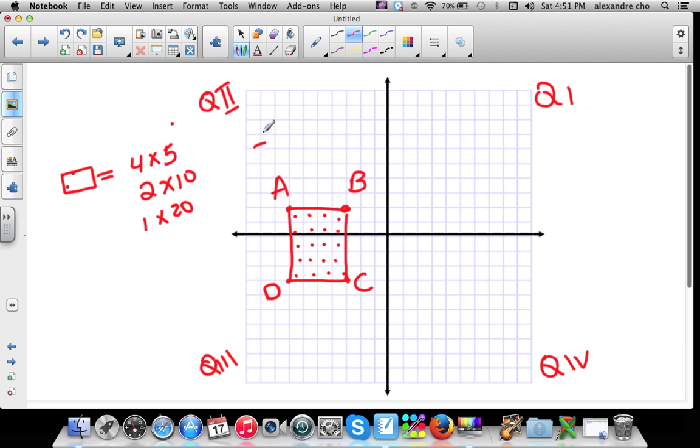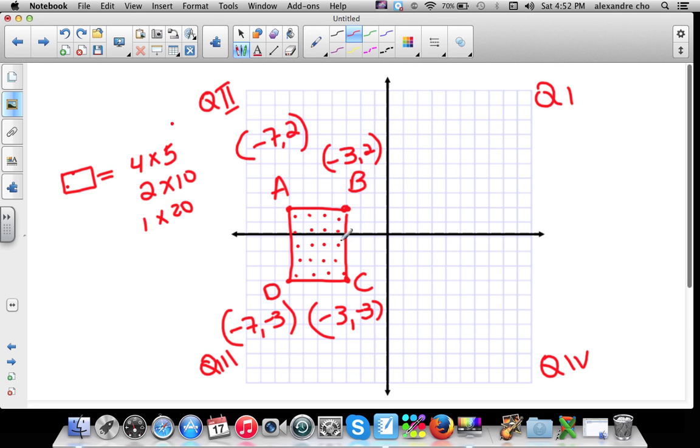Okay, so A is going to be 1, 2, 3, 4, 5, 6, 7. So point A for me is -7 and up 2. Point B for me is going to be -3 and up 2. Point C is going to be -3 again, and go down 3, -3. And point D is going to be -7 and -3. Okay, so that's what I would have done.